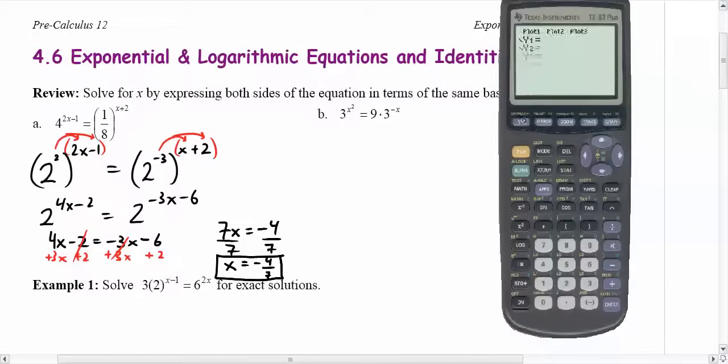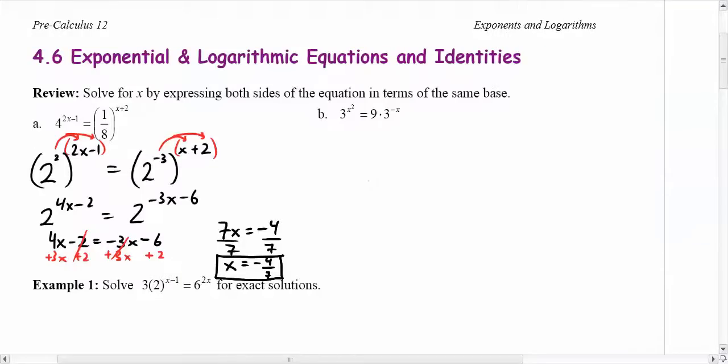The other way to check is to graph 4 to the power of 2x minus 1 along with 1 over 8 to the power of x plus 2, and you have to just be careful with your brackets. And when you graph that, you'll see that it crosses at negative 4 over 7. So let's calculate the intersection. Enter, enter, enter. And the crossing point is negative 0.57. If I change that to a fraction, it's negative 4 over 7.